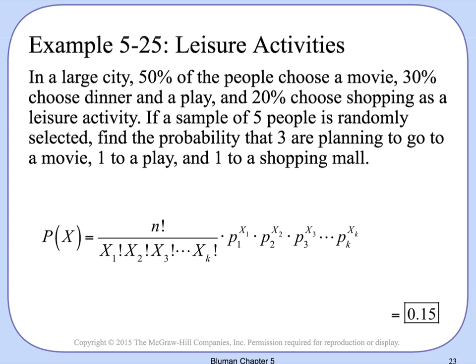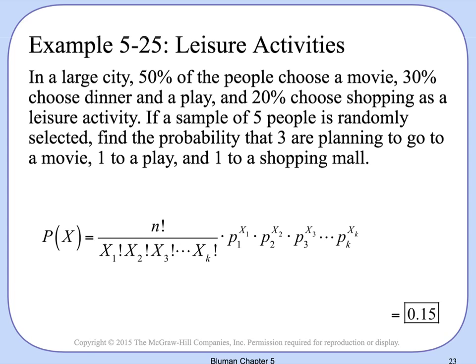So I can see it a little bit better on here, and I didn't show the work, so we're going to show the work on here, but this is the answer we want to get. In a large city, 50% of the people choose a movie, 30% choose dinner and a play, and 20% choose shopping. Do you see how it's not just 50-50? Well, you've got a 50 and a 30 and a 20. So it's kind of like P, Q, and R. We don't just have probability of success and failure. We have all 3 different things, okay? So these are each our probabilities.